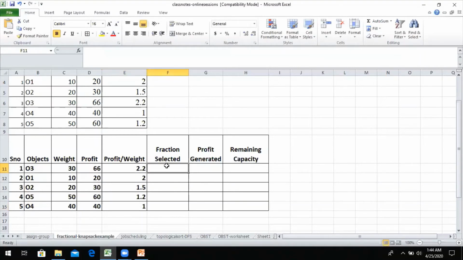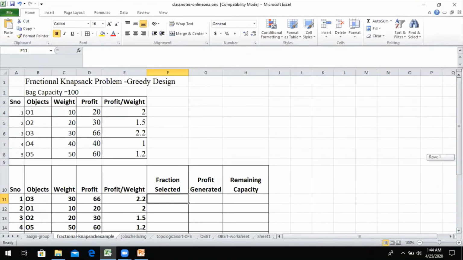Now we move on and find out which are the items that should be picked and what unit of these items have to be picked to generate the maximum profit. Since we know that O3 has to be picked up, we find out what is the weight of O3. The weight of O3 is given as 30, and the bag capacity is given as 100.